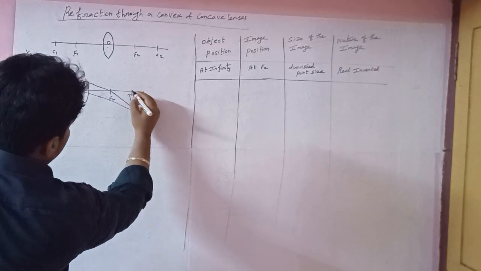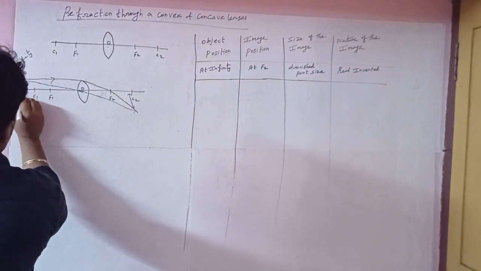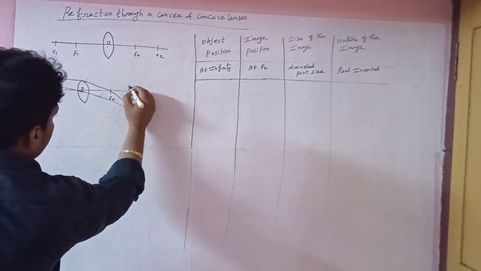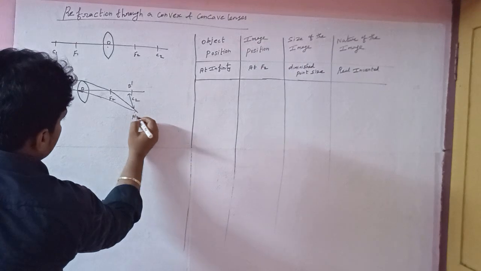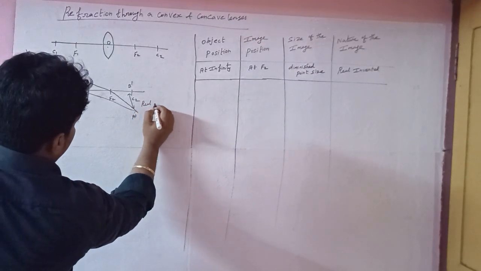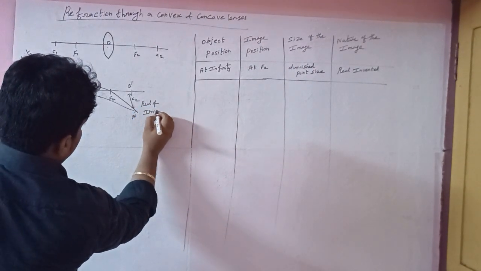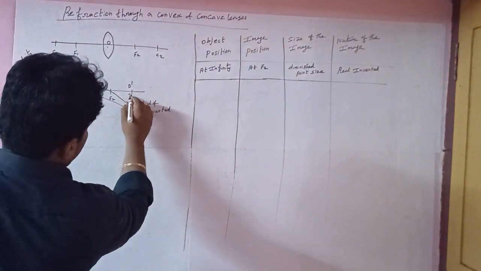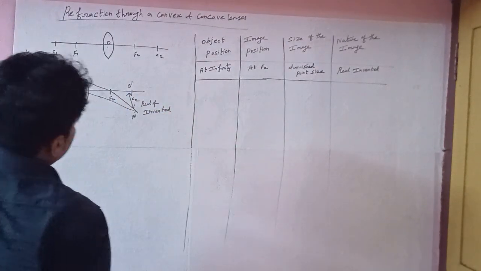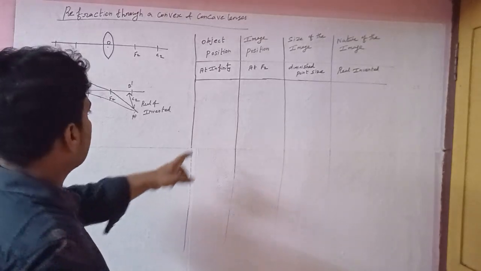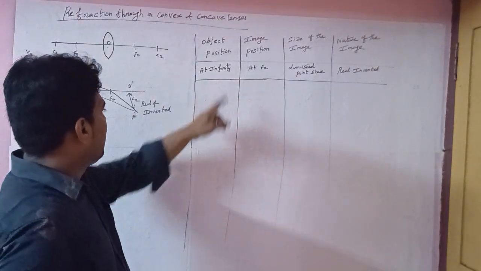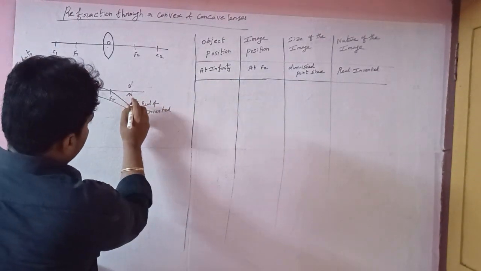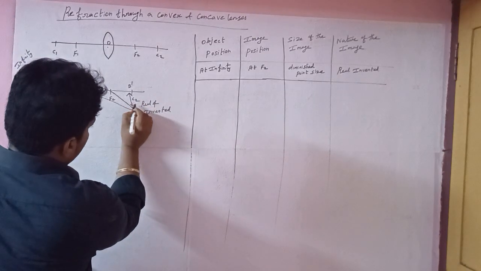So we will get the image. For example, this is A B, and this is B dash A dash. This is a real and inverted image. So we have to write the condition: the object position is at infinity.